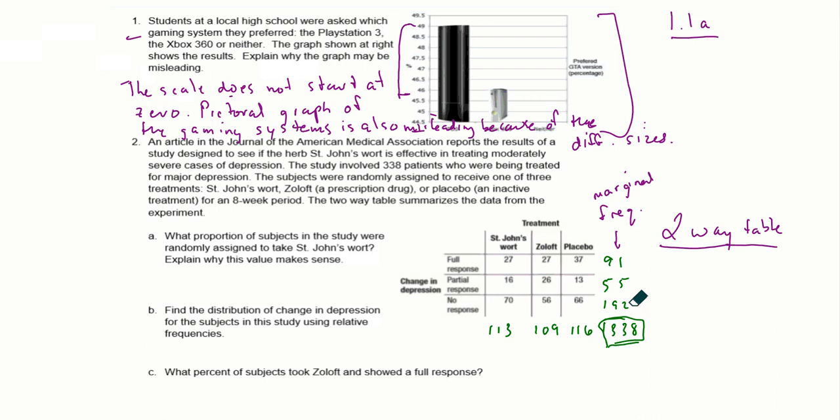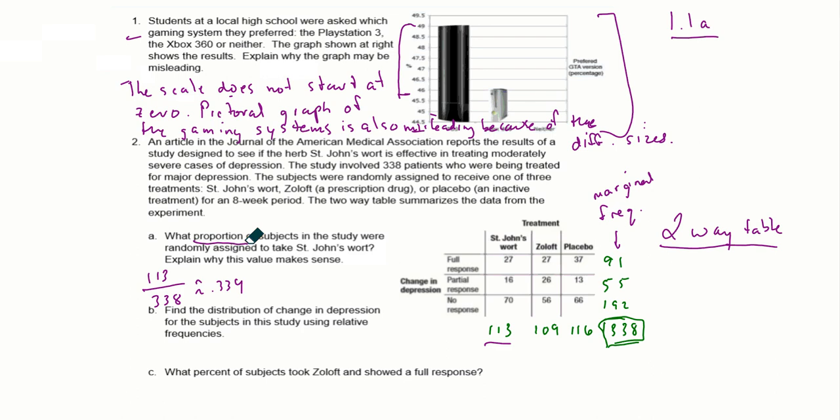When we look at our first problem, it says find the proportion of subjects in the study that were randomly assigned to take St. John's wort, and explain why this makes sense. For St. John's wort, we can see that there were 113 people. So the proportion would be 113 divided by 338. If you take that proportion, that is approximately 0.334. Notice that when we talk about proportions, I'm going to keep it as a proportion, a ratio, or a decimal.